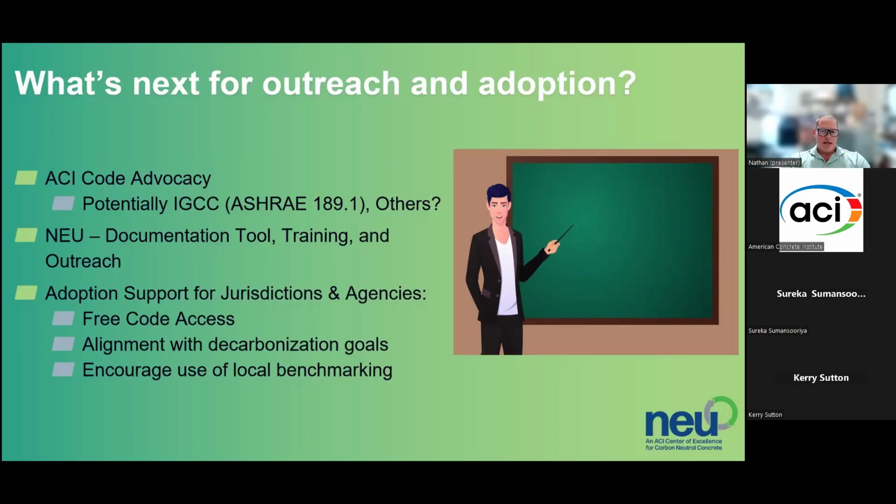For jurisdictions and agencies, ACI offers free code access. So if you work at a public agency, like you have a .gov email address, reach out to me, reach out to ACI, reach out to NEW. They will get you free access to this code and are more than interested in supporting you in aligning your decarbonization goals with this code and showing you how to do local benchmarking and working with you to implement this code in your jurisdiction.